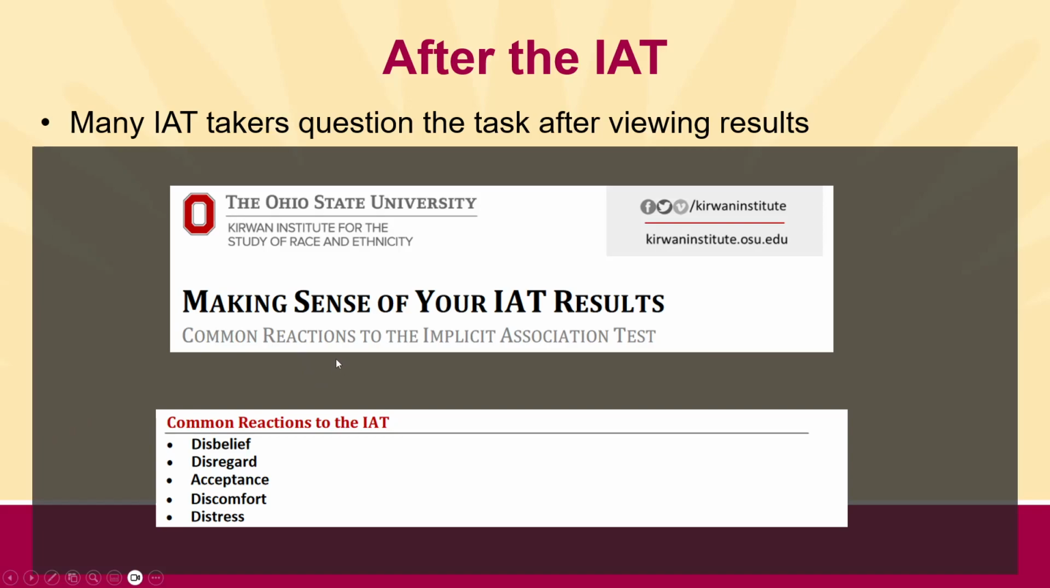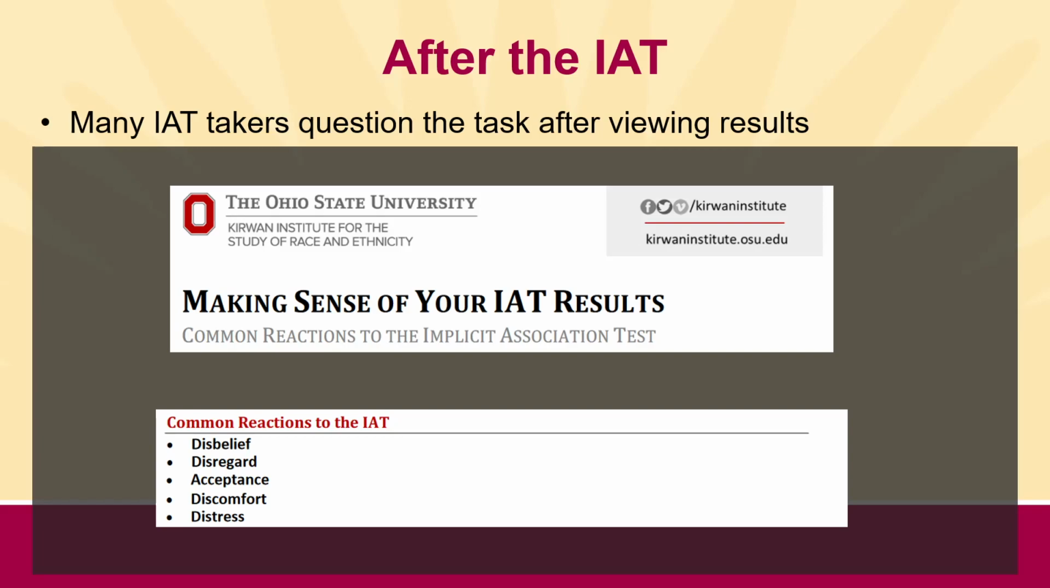Some of the things that are common responses to the IAT are feeling disbelief, disregard for the IAT itself, acceptance, discomfort, and distress. Acceptance, of course, is great. That's the best response. Discomfort can be okay too. It can be uncomfortable to learn that you have a bias that you didn't think you had, but discomfort is easy to get out of. It's good to know this about yourself, and then you can know that bias exists and just make sure that doesn't impact the way that you interact with anyone or any decisions that you make.